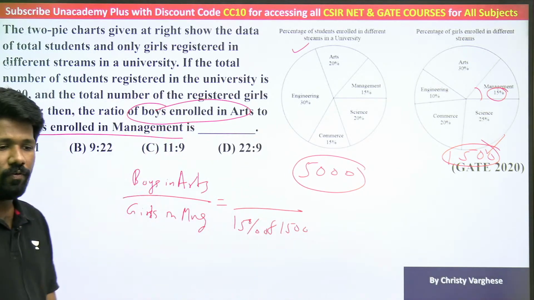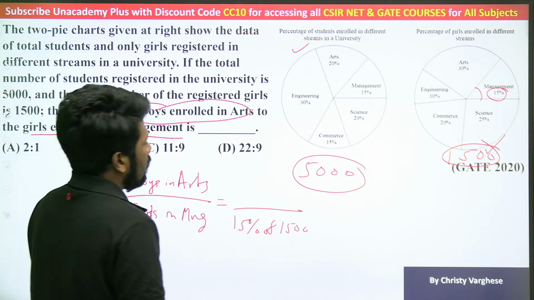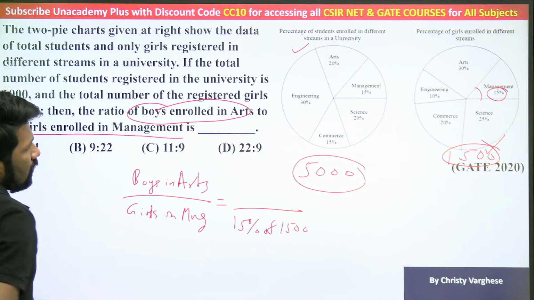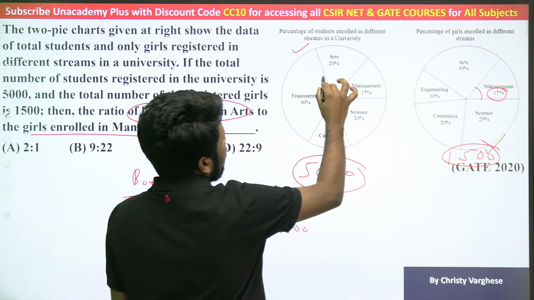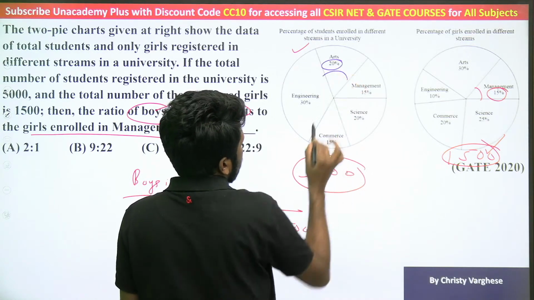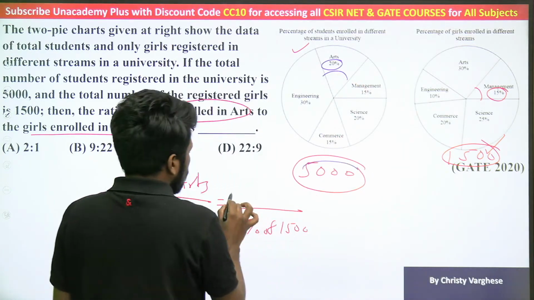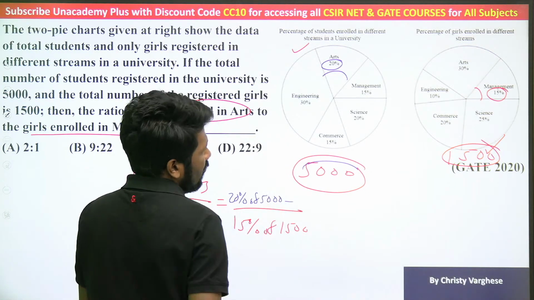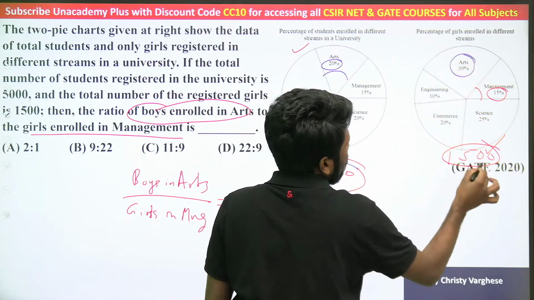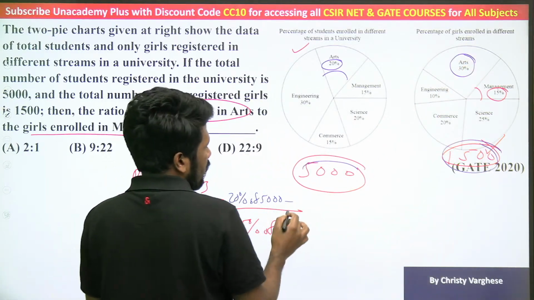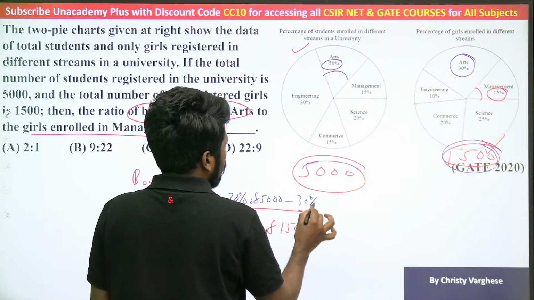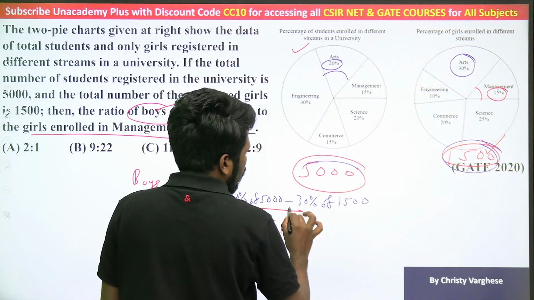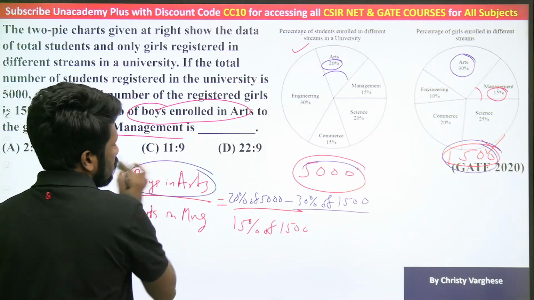Is that clear to all of you? 15% of 1,500. Now boys in arts, how to find it? To find boys in arts, you need both pie charts. Total people in arts you can find from this, that is 20% of 5,000. You need to find 20% of 5,000, that is total students in arts, minus girls in arts. 30% of this 1,500 are the girls in arts. So 30% of total girls is the girls in arts. So the difference of these two will be boys in arts.